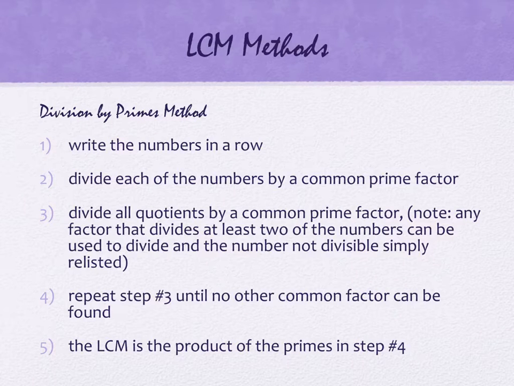Number 4 says repeat the step until you can't find any common factors. The caveat that makes it a little different is that it says any factor that divides at least 2 of the numbers. So if you have 3 numbers or 4 numbers, you don't have to have all of the numbers have something in common. Anything that any 2 of them have in common is what we will divide by. And that's a little different. That doesn't work with greatest common divisor, but it is necessary for least common multiple.